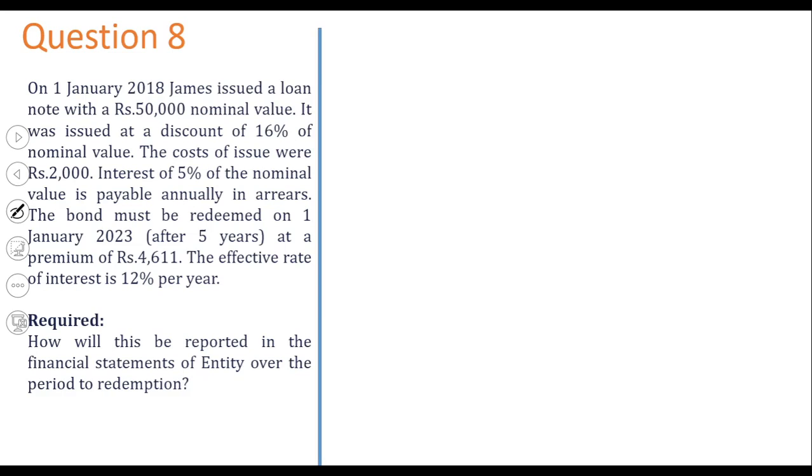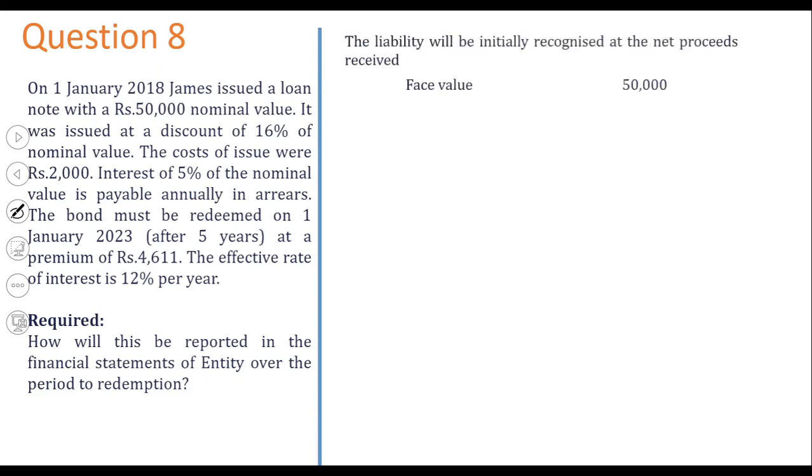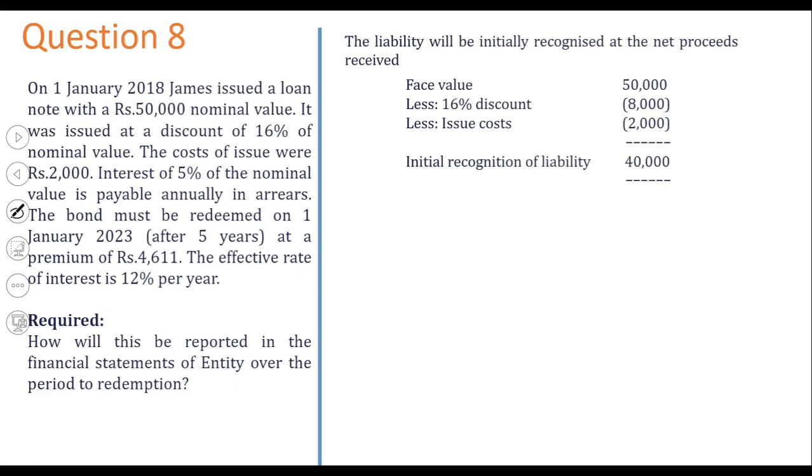Initially, when you're recognizing, we know that whatever the financial instrument, initially you should measure at the fair value, no? So you know the nominal, the face value of this asset is 50,000. We provide them a discount of 16%. So initially we issue it at 42. On top of that, we have to incur transaction cost of 2,000 also. That is also we should deduct from the liability. How much is the initial value then?